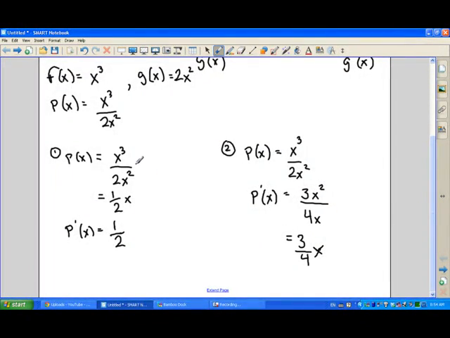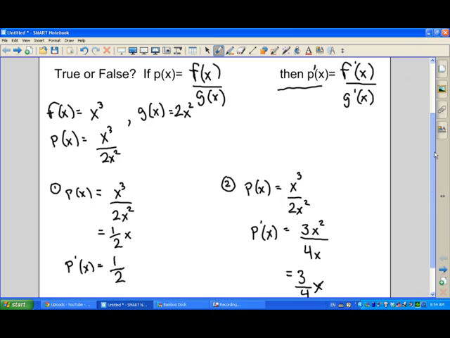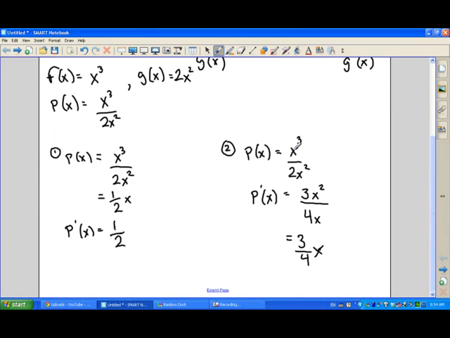If you've done this properly, you should have found, for number one, that the derivative of p of x is equal to the constant 1/2. Okay, and we know this is the right answer because of the methods we use to find the derivative. Testing this to see if what I proposed, that the derivative is the derivative of the numerator divided by the derivative of the denominator, testing that to see if that works, I ended up with 3/4 x. So 1/2 does not equal 3/4 x, which implies that this second method of finding the derivative does not work.